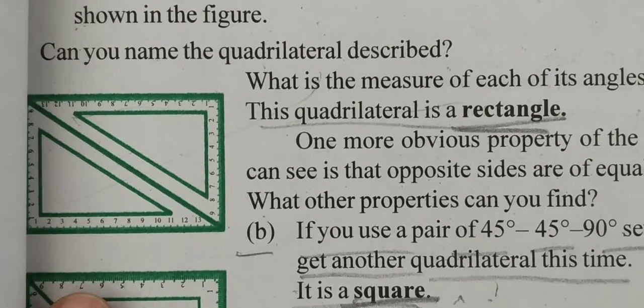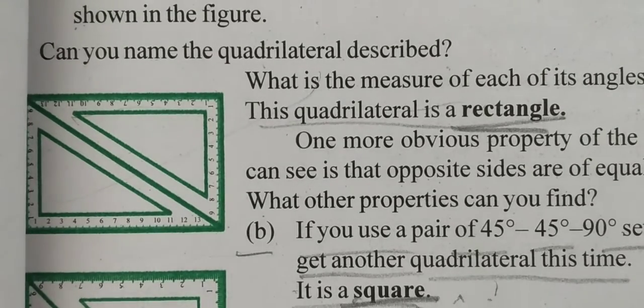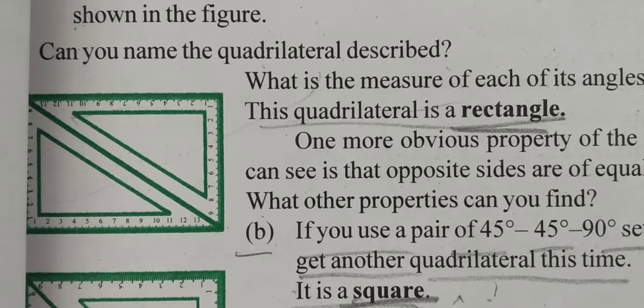Welcome to maths class. We are doing chapter 5 and today we are going to see polygons with 4 sides and 4 vertices. First among them, the polygon with 4 sides is called a quadrilateral, and the different types of quadrilateral which we are going to see, the first is the rectangle.